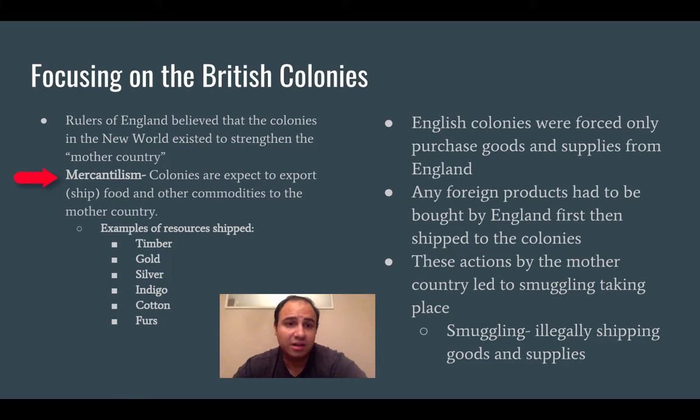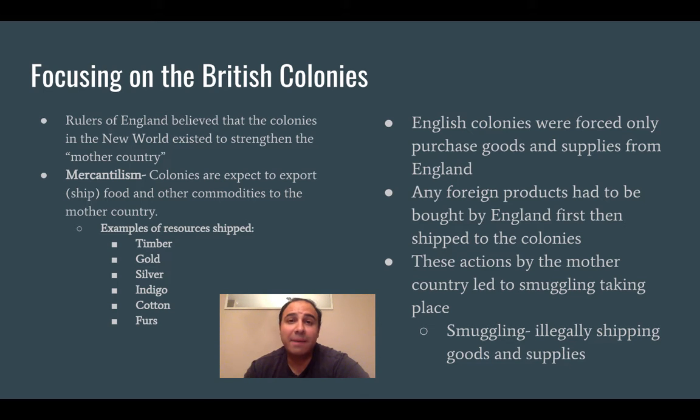We have a list here of timber, gold, silver, indigo, cotton, and furs. Any resource, including tobacco, the big one, gets shipped back to the mother country. Because of this, English colonies were forced to purchase goods and supplies only from England. They could not buy products from other countries like France or Spain, and any foreign products had to be bought by England first and then shipped to the colonies.